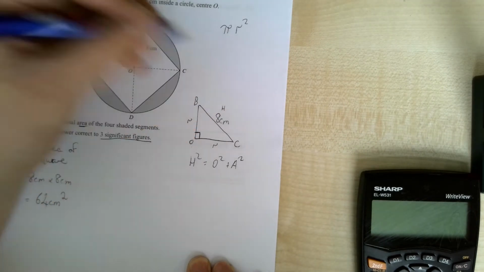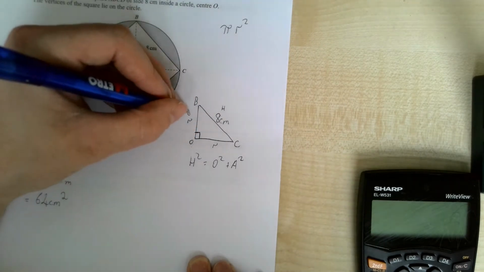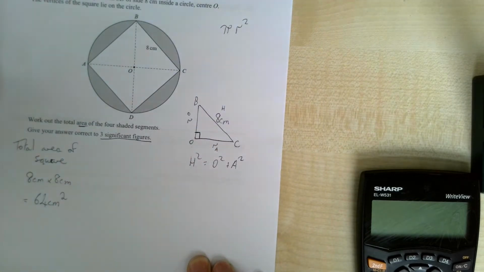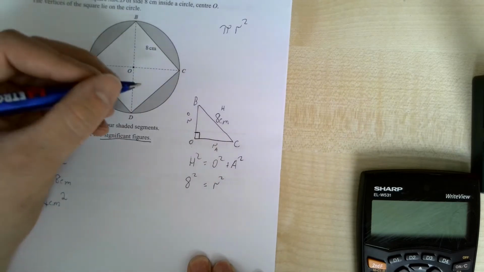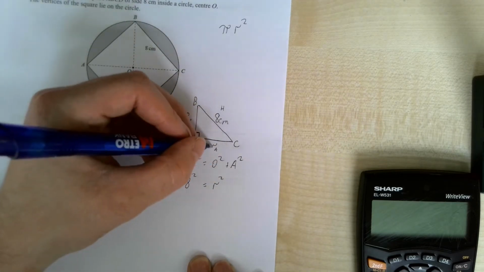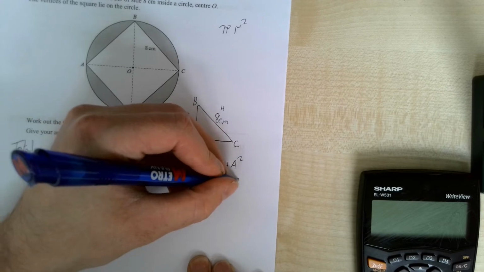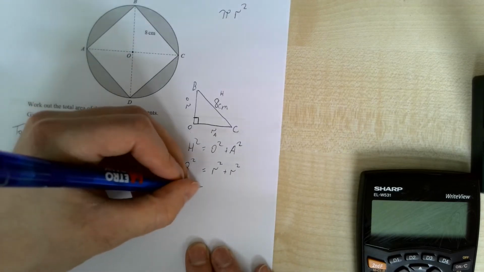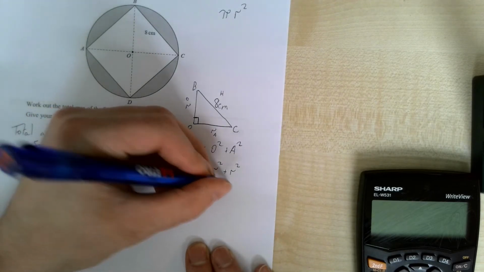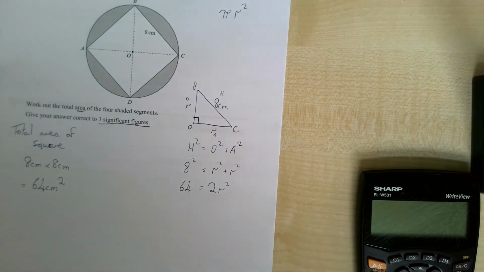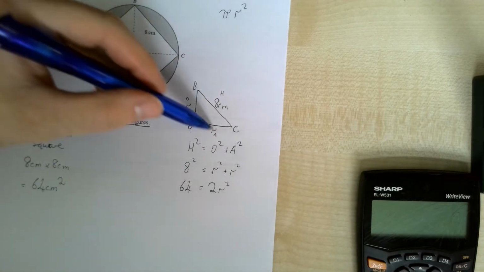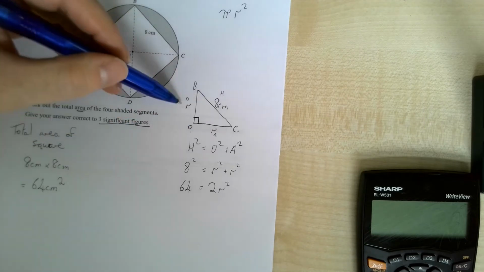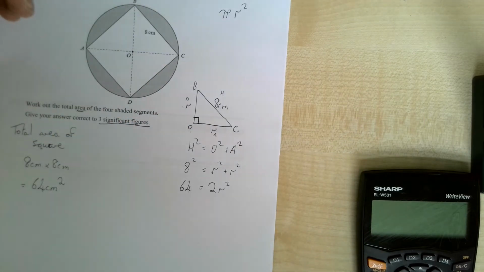So clearly 8 is our h. O and A doesn't matter. So 8 squared is equal to R squared, which is what I'm saying O is. A is also R, so plus R squared. 64 is equal to 2 R squared, and I'll pause at that. You didn't have to call them R, you could call them both X's, but the key thing is they are both the same. So whatever you call one, the other one needs to be exactly the same.